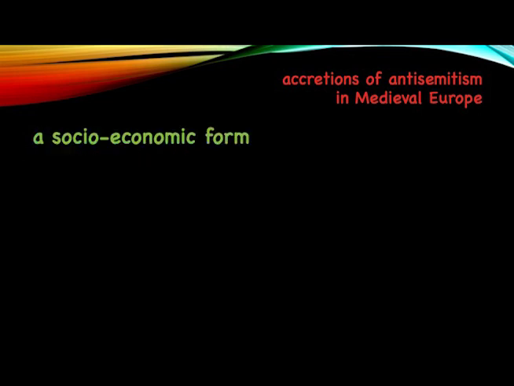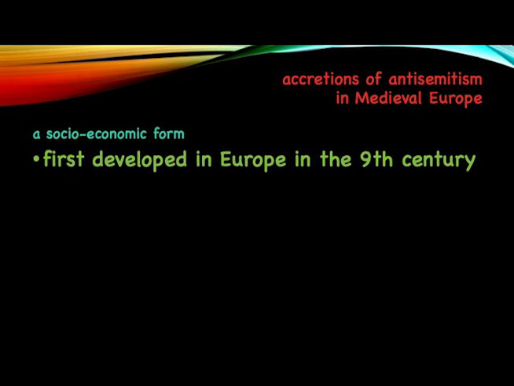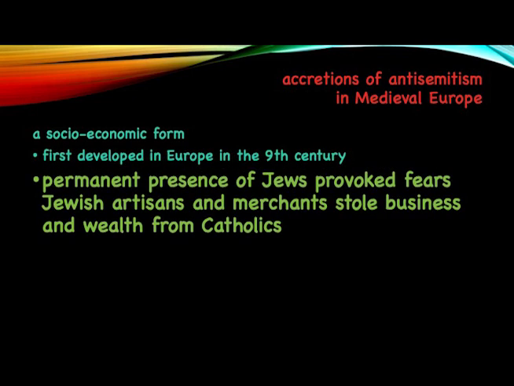The next form of anti-Semitism that emerged in Europe was a socio-economic form. It accreted to the pre-existing Catholic anti-Semitism found in Europe. This socio-economic form of anti-Semitism developed in Europe in the 9th century with the charters for the Jews. As more and more Jewish artisans, merchants, doctors, and others settled in Europe at the invitation of Catholic rulers, the permanent presence of Jews, mainly in Catholic cities, provoked fears that Jewish artisans and merchants stole business and wealth from Catholics.